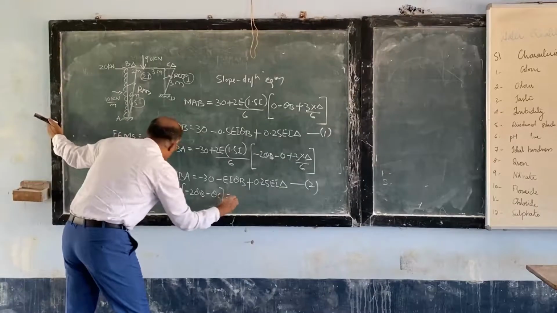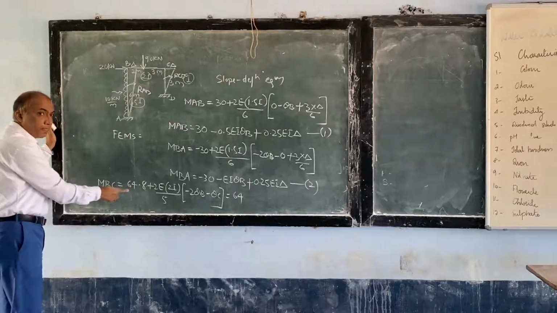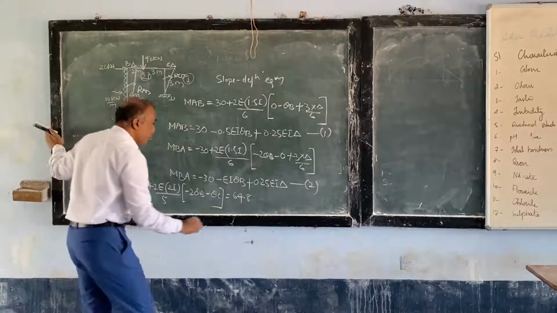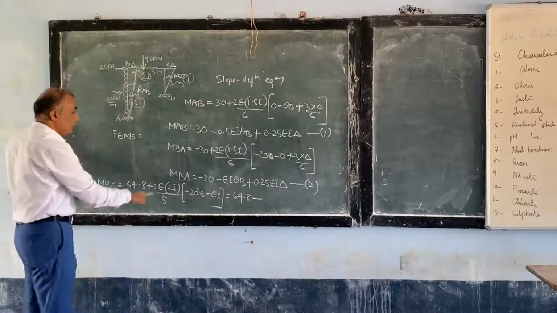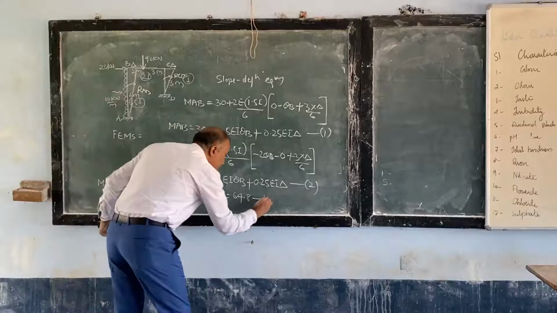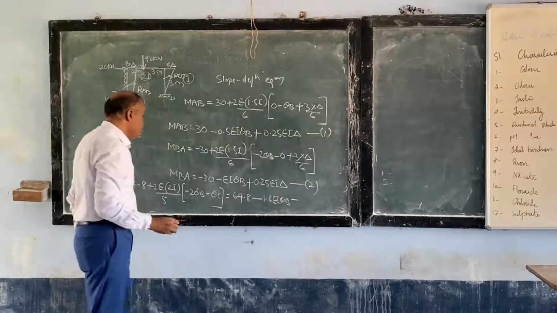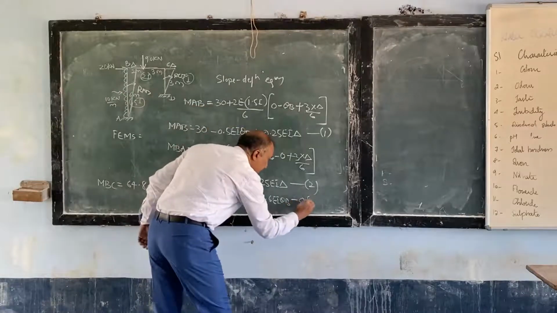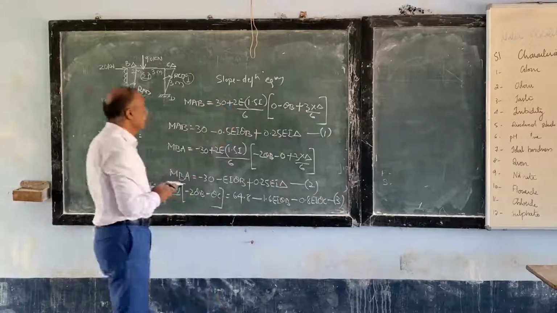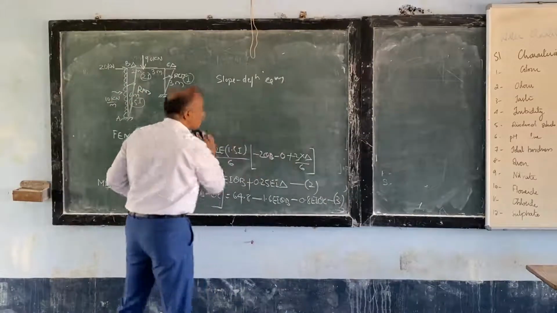It becomes how much? Is it 64.8, correct? Yes. 64.8 plus, minus 2 into 2, 4 by 5, 0.8. 0.8 into 2 is 1.6, minus 1.6 EI theta B minus 0.8 EI theta C. Correct? This is my third equation. Now I will write down the fourth equation now.